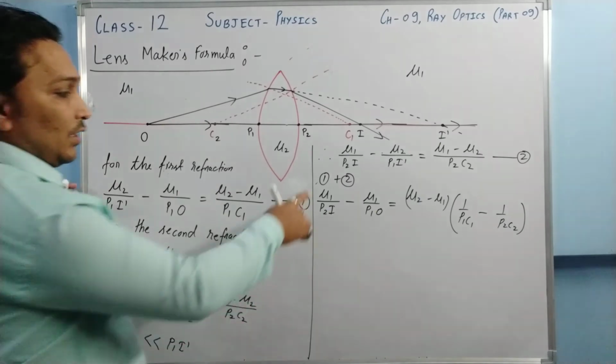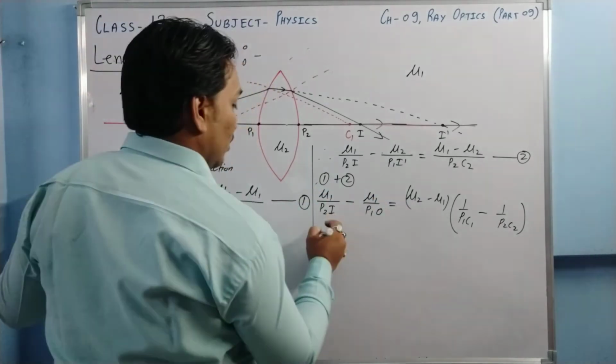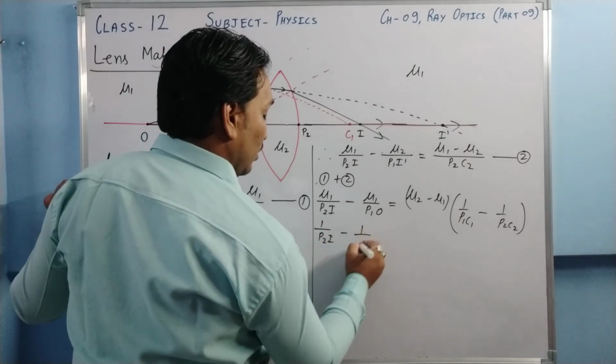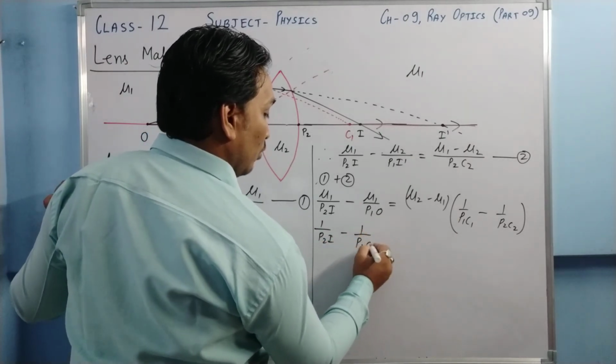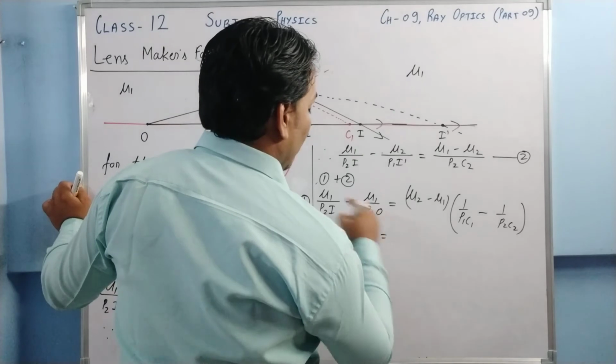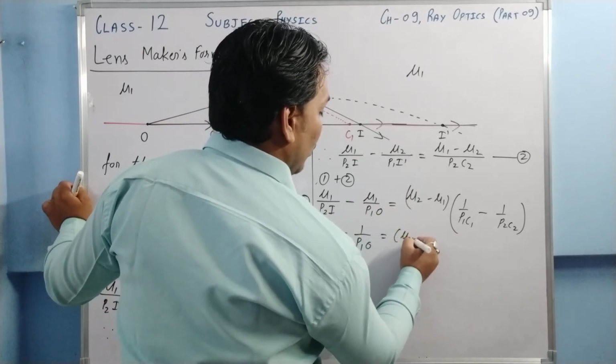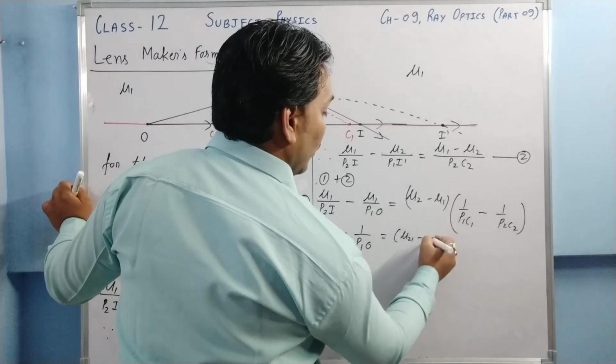Now mu1 is transferred to that side. So it will be like 1 upon P2I minus 1 upon P1O is equal to, now mu1 is divided over here. So mu2 upon mu1, it will be what? Mu2 minus mu1 upon mu1, it will be mu2 upon mu1 minus 1.